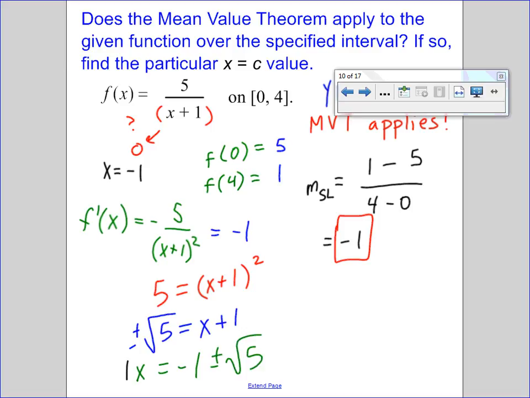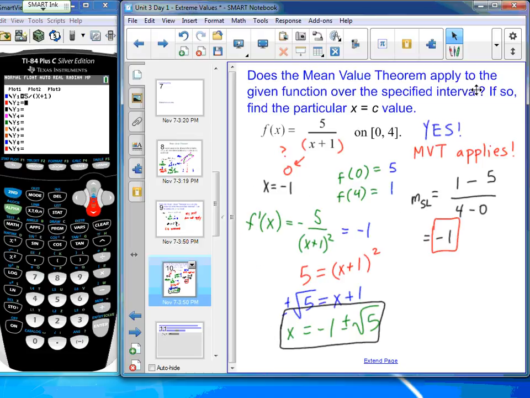Let's go ahead and see, right, at x equals -1 plus √5, let's compare that derivative value with the slope of the secant line, -1. So here we go. We've got lots of ways we can check this.